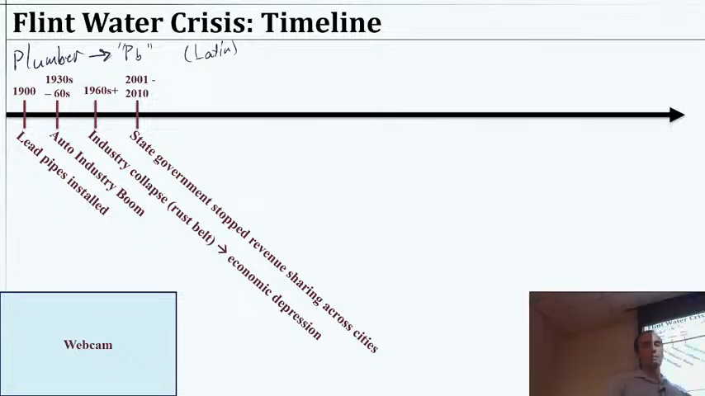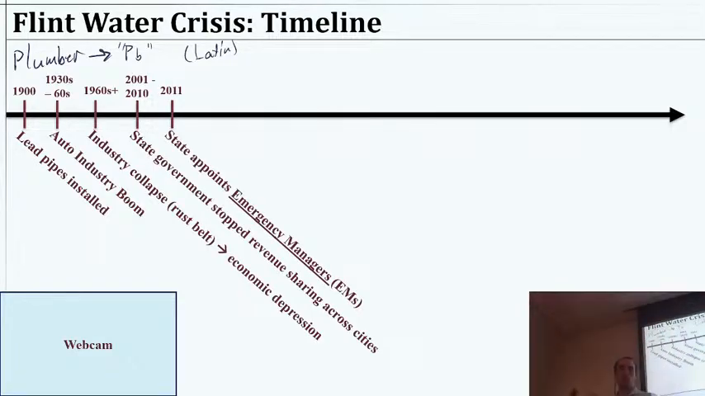So in the one case, it might be philanthropic. In the other case, it might be unethical. Anyway, that leads us to a situation where the state begins appointing emergency managers to manage the finances of municipalities like Flint. So in 2011, I think the first one was appointed.